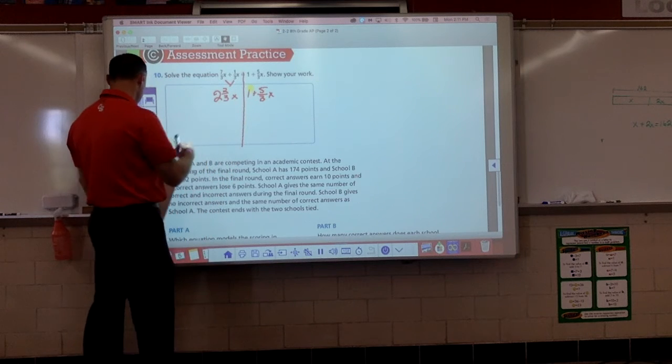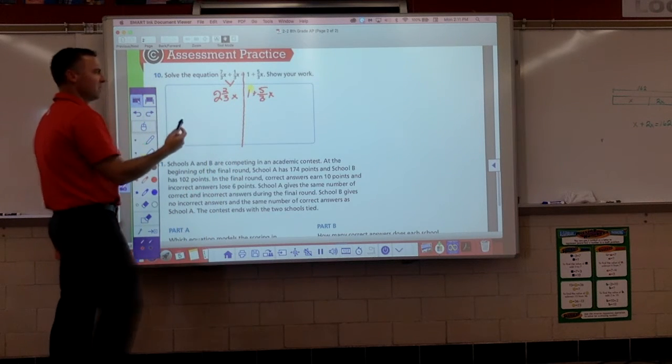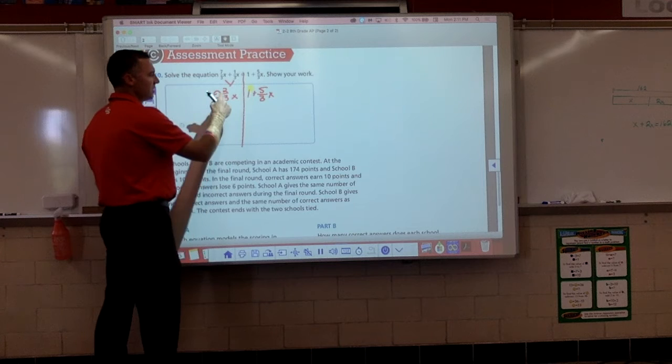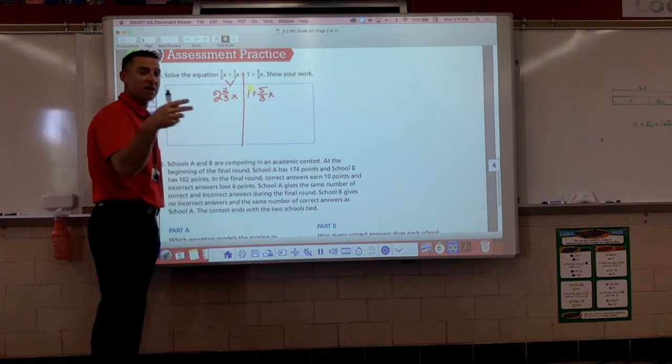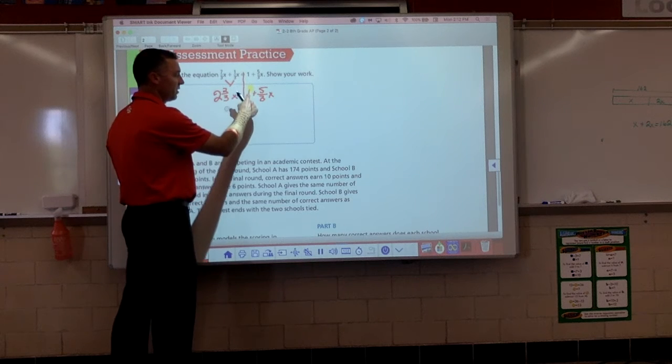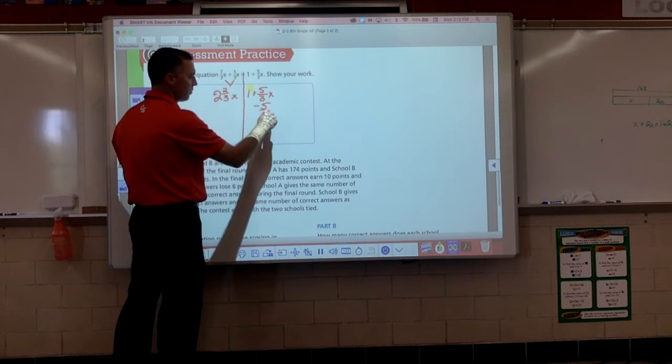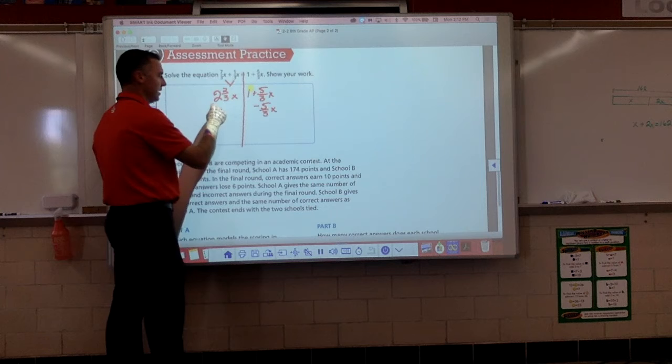Ooh, yellow. I like yellow. That's nice. Where did the yellow come from? Anyways, hey, variable term on this side, constant and variable term. We've always said get rid of the variable term that is with the constant. So let's get rid of it by doing the opposite.